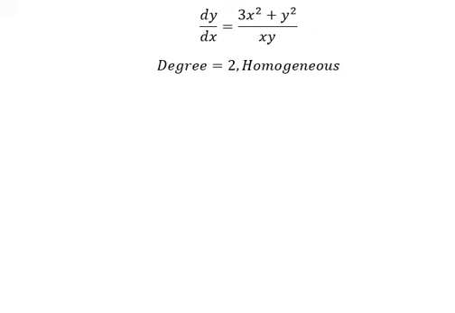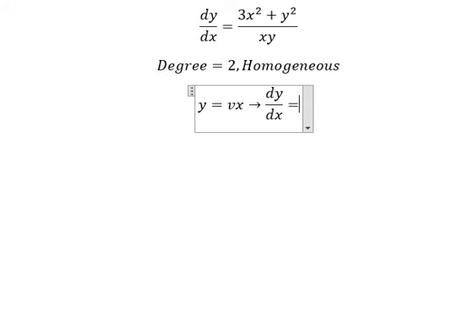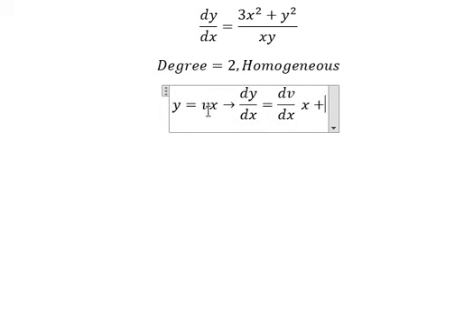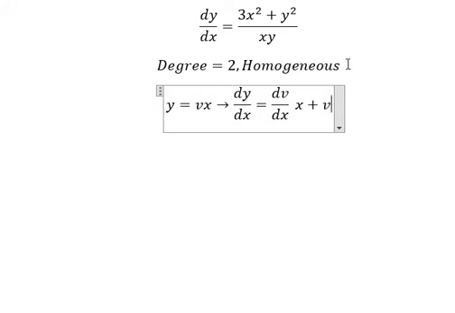So I will put y equal to vx. Later we need to do the first derivative for both sides. We have dy over dx. We do the first derivative of v. We have dv over dx multiplied by x. Next, we do the first derivative of x. You get v.